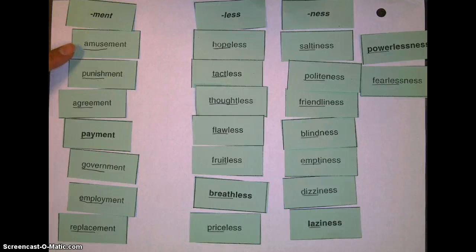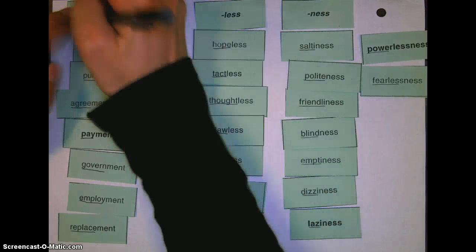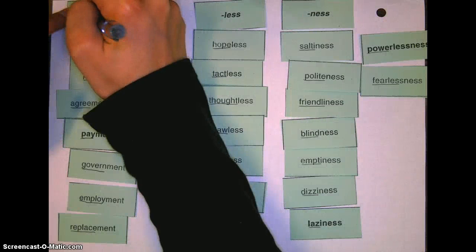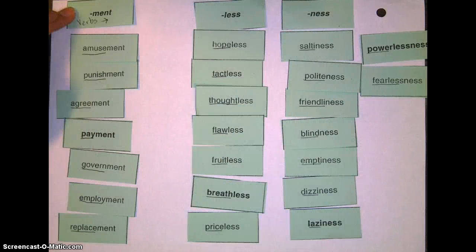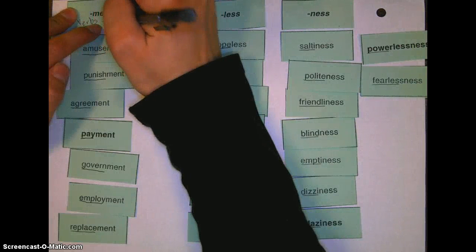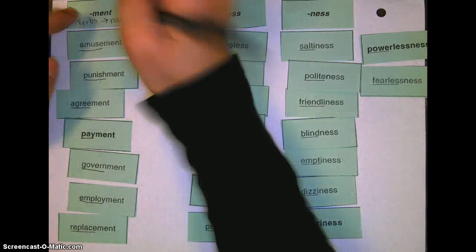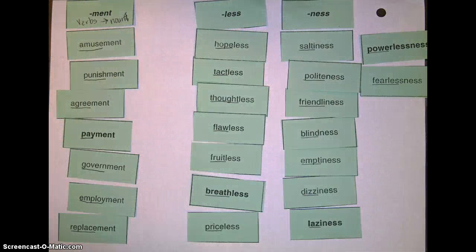Now, when we add the suffix ment, you'll notice the base words are verbs, action words, and adding that suffix ment changes that to a noun. And in most of these cases, the noun is a thing. So we have amuse, which is a verb, moves to amusement, which is a noun. We have punish, which is a verb, and then punishment is a noun. Agree is a verb, and then agreement is a noun. So again, when we add the suffix ment to these words, we change the base word from a verb to a noun.